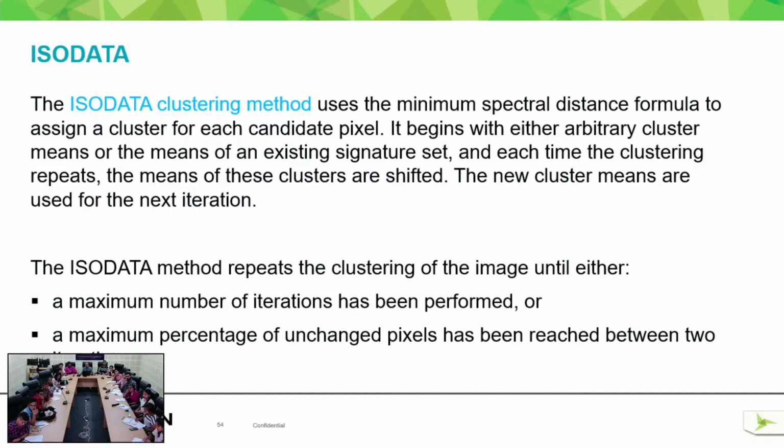A group of pixels, and the mean of the pixels will be used to measure the other pixels. The pixel that comes under the minimum distance will be included in the class. So that is the main funda of the ISODATA classification.